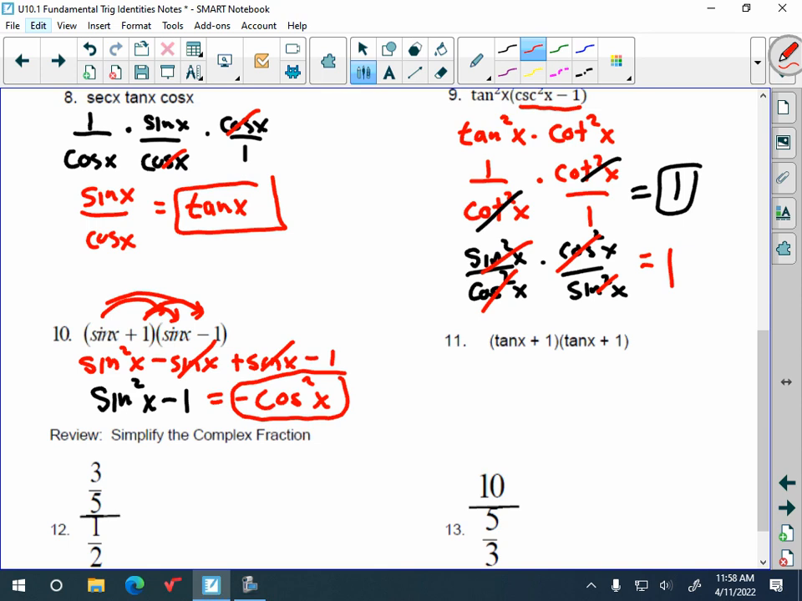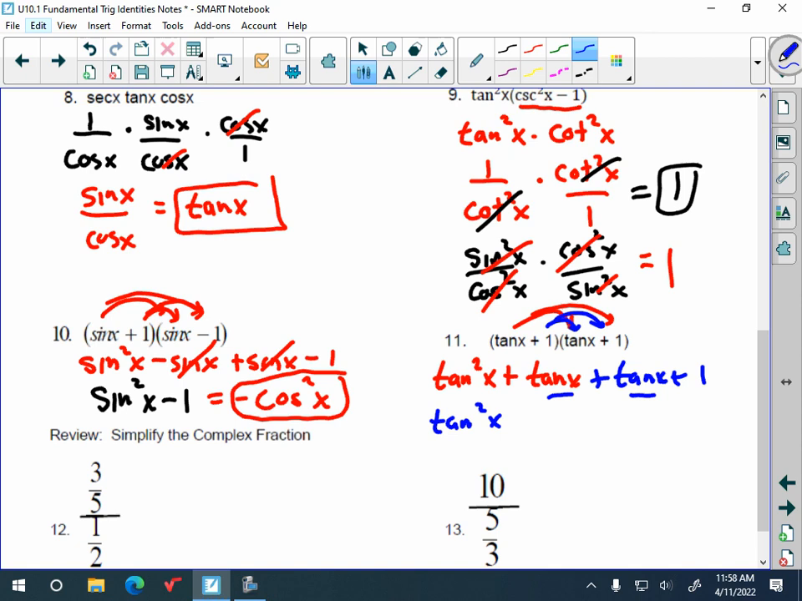All right, and then 11, let's go ahead and distribute that. Distributing, that's tangent squared plus tangent. And distributing 1 over, that's plus tangent x plus 1. Now I can combine these two together since there's the same thing. So now tangent squared plus, 1 tangent plus another tangent is 2 tangents. Plus 1.